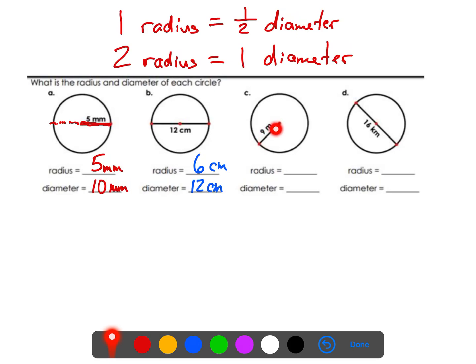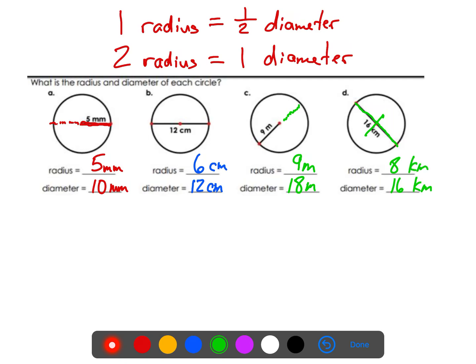All right, for circle C, we're given, this is half, from the center of the circle to the outside edge. This is our radius. Our radius is 9 meters. To extend across the whole diameter of the circle, we need to double that for 18 meters. And here for circle D, we are extending across the whole circle already, which is 16 kilometers, and our radius will be half of that, 8 kilometers.